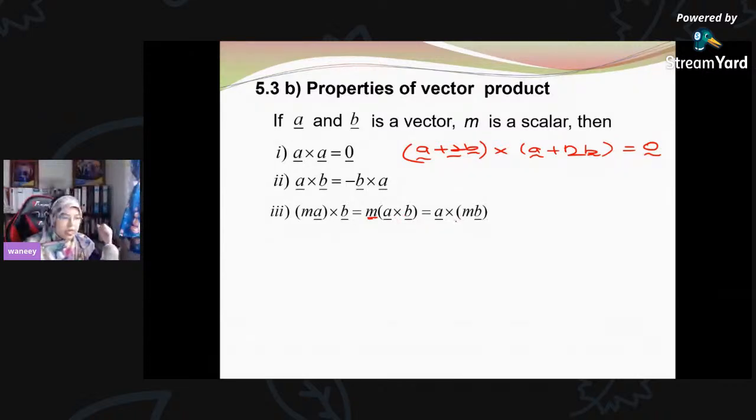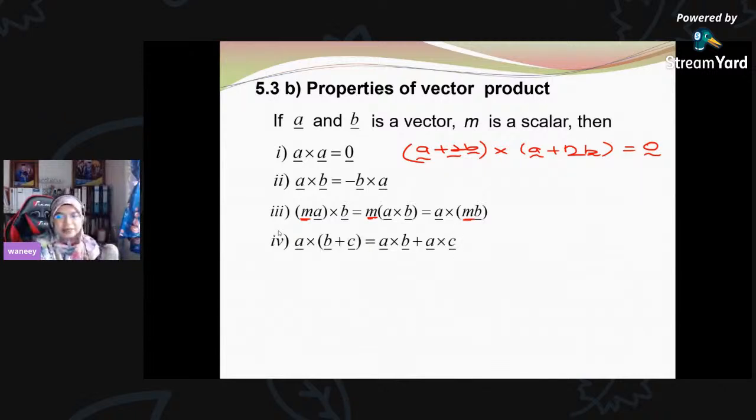Or what you can do is that you take out the constant and then you times them with B, and then you do A cross with MB. Okay, so if we have a constant, we can actually move it here, here, here, and there. So if we have a constant, we can bring it everywhere.